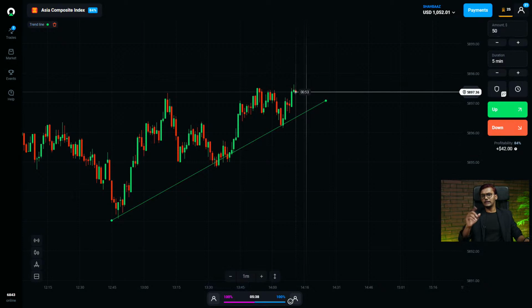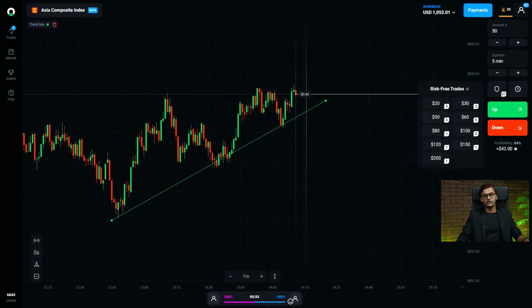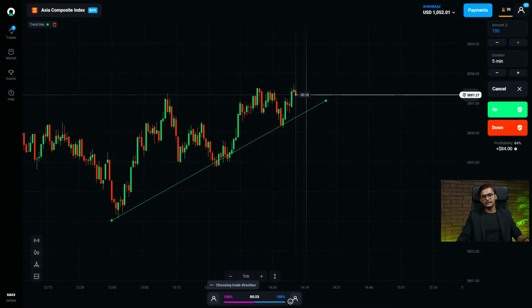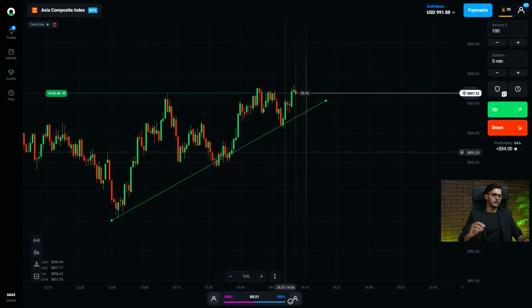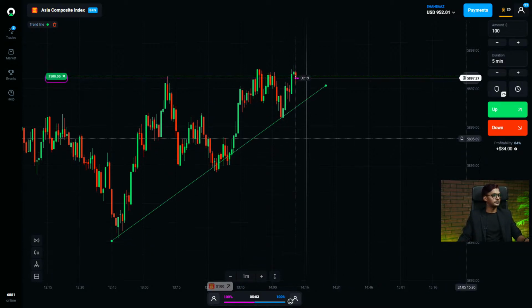And guys, I will also tell you a very interesting feature which is known as risk-free trade. You see, I have already accumulated a lot of risk-free trades for myself by trading. So let's try one risk-free trade of $100, and I think that the prices will go up. Suppose in this trade, if I lose, if the prices go below, I will not lose anything because it's risk-free. My money will not be deducted from my account, but if I win, my money will be added to my account. Which is really interesting, isn't it?